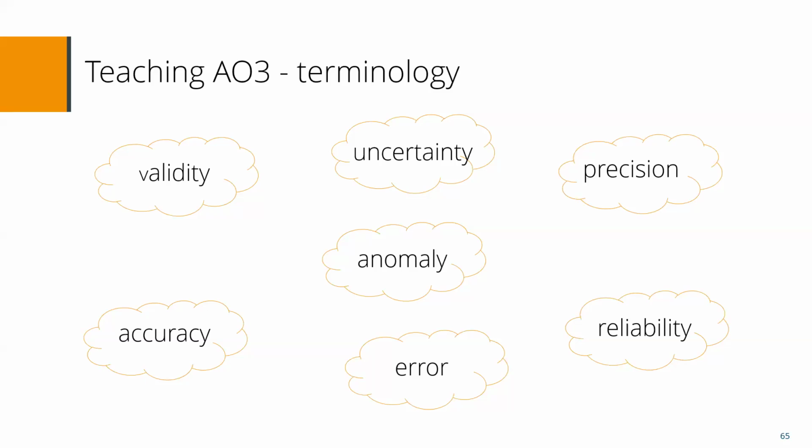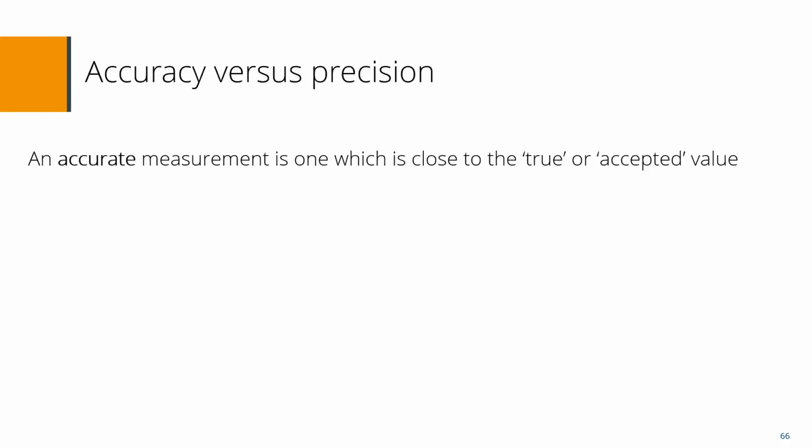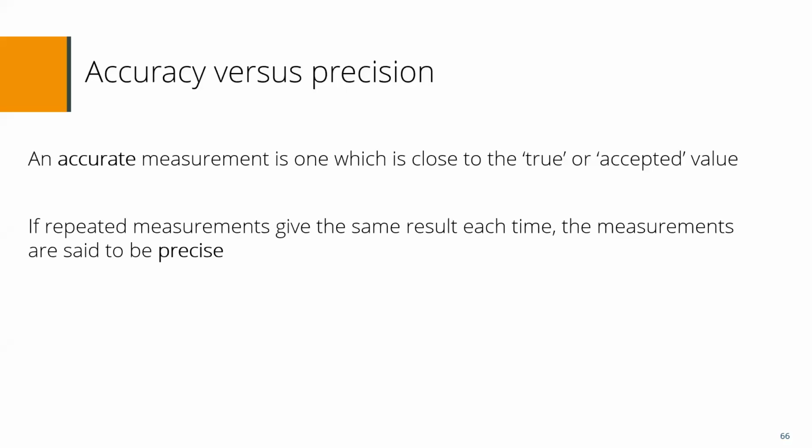A couple I just want to mention: accuracy versus precision are often misunderstood. An accurate measurement is one which is close to the true or accepted value, whereas if repeated measurements give the same result each time, the measurements are said to be precise. So precise measurements are those when repeated are very similar to one another. So there's a difference between accuracy and precision, okay?